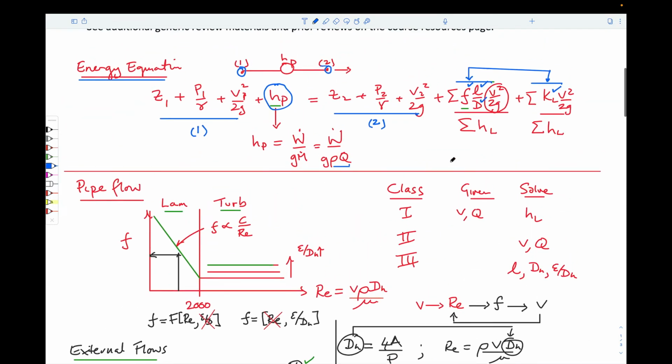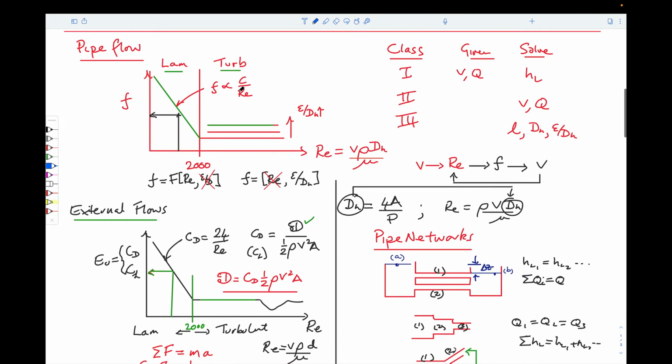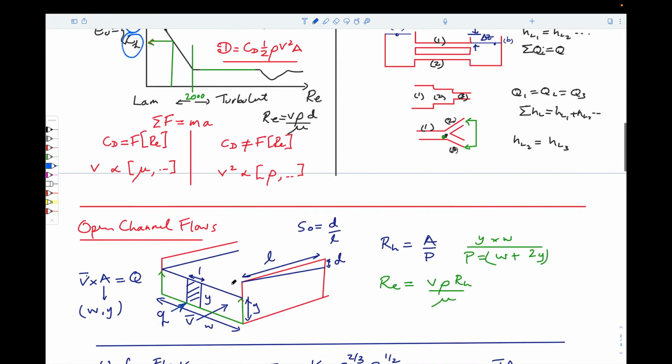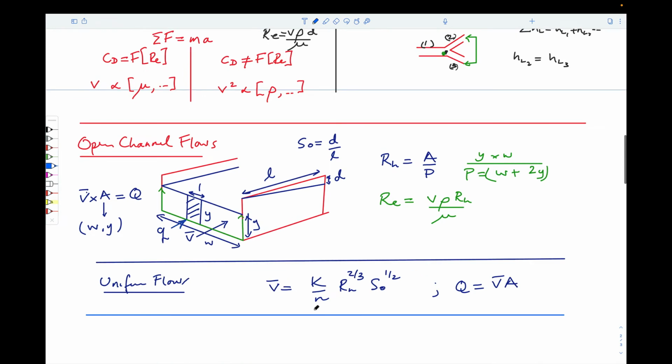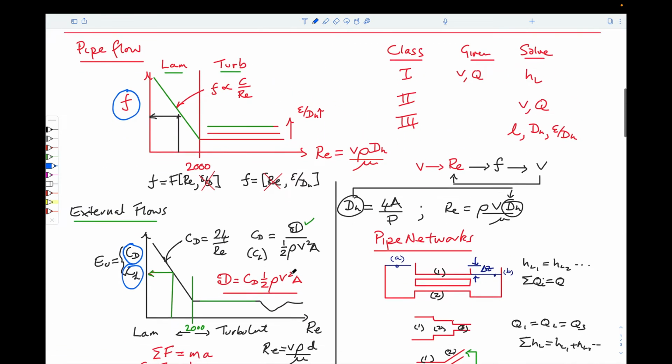If we use the energy equation for pipe flow, we use it also for open channel flows, and we know the factors that modulate the frictional losses in these systems. For pipe flow, it is the friction factor. For external flows, it's either the coefficient of drag or the coefficient of lift. And for open channel flows, it's defined in terms of the Manning coefficient. So those are all parameters that give us loss within the system.